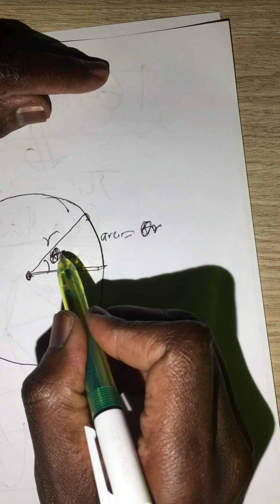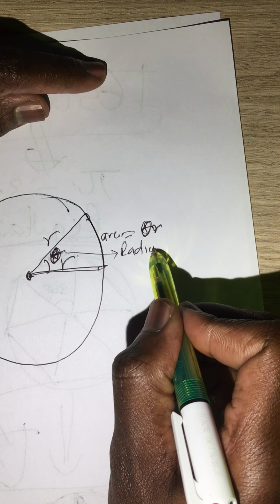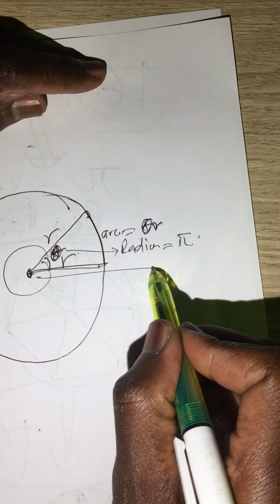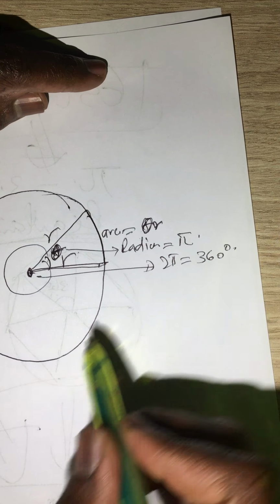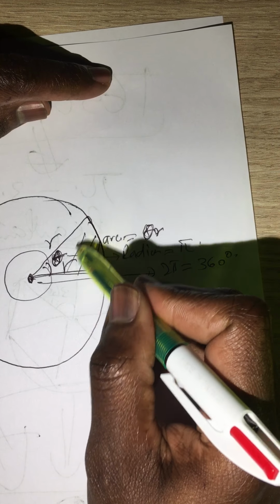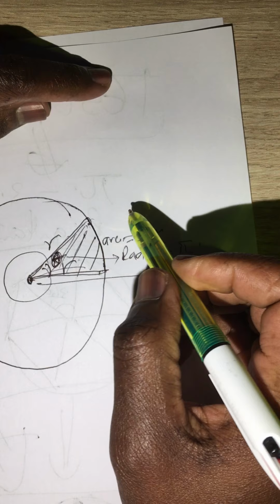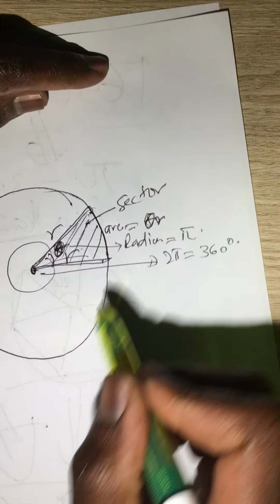And this angle is actually the smallest angle in the circle, called the rad, or radian, which is measured in pi. So when you go around, you will get 2 pi, which is equivalent to 360 degrees. The area bounded by the arc and the radius of the circle is known as the sector of the circle. This is a sector.